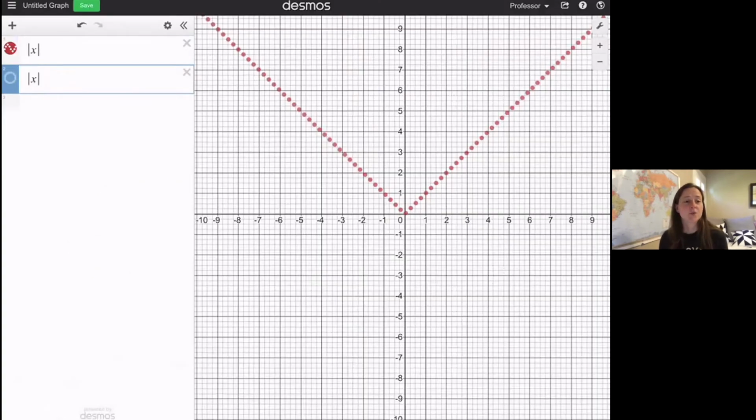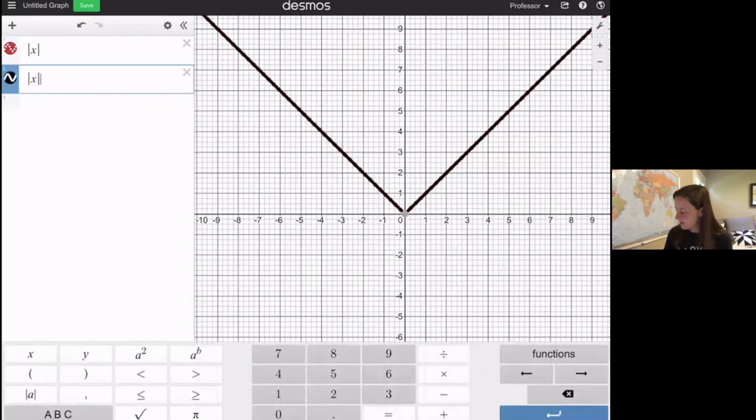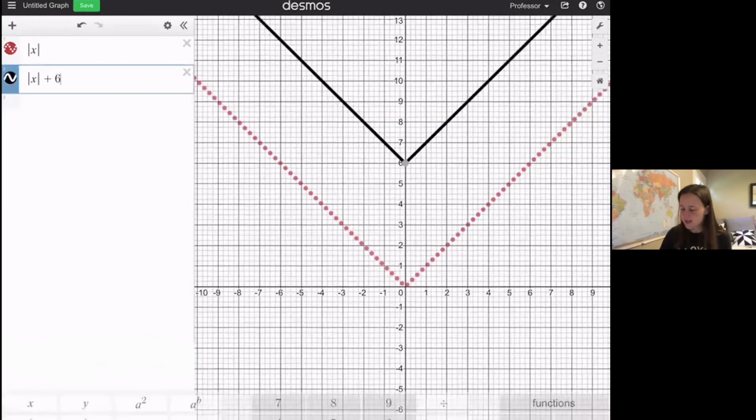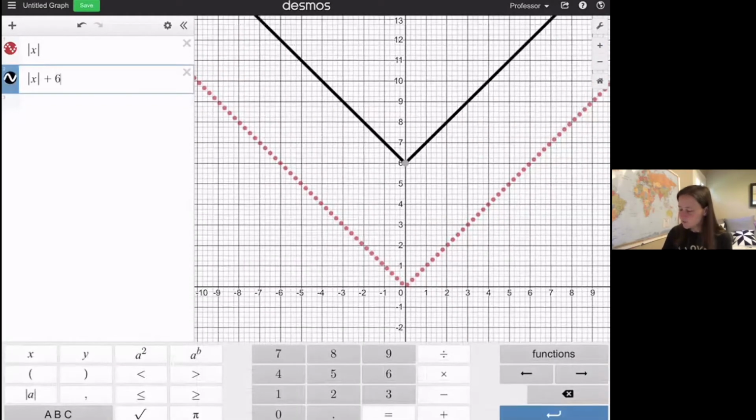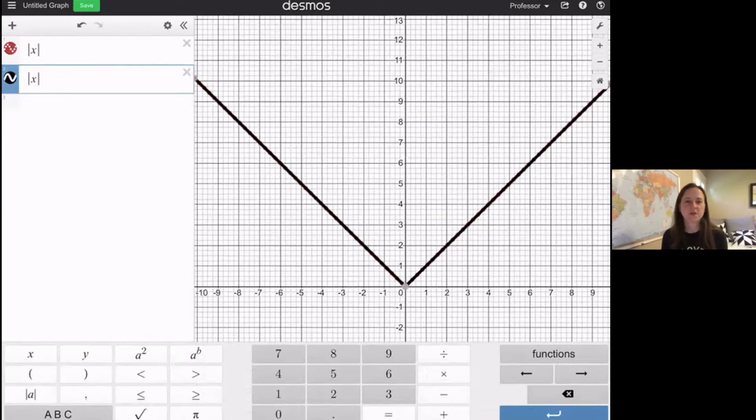All right, for these rules, I'm going to use the absolute value of x graph just so we have something different to look at. And we already know what happens if I take absolute value of x and I add a number to it. It's just going to shift it up, or if I subtract, it's going to shift it down. Okay, so these rules are going to apply to all of those functions we know, and in fact, apply to all functions everywhere. When you add or subtract, it moves it up or down.